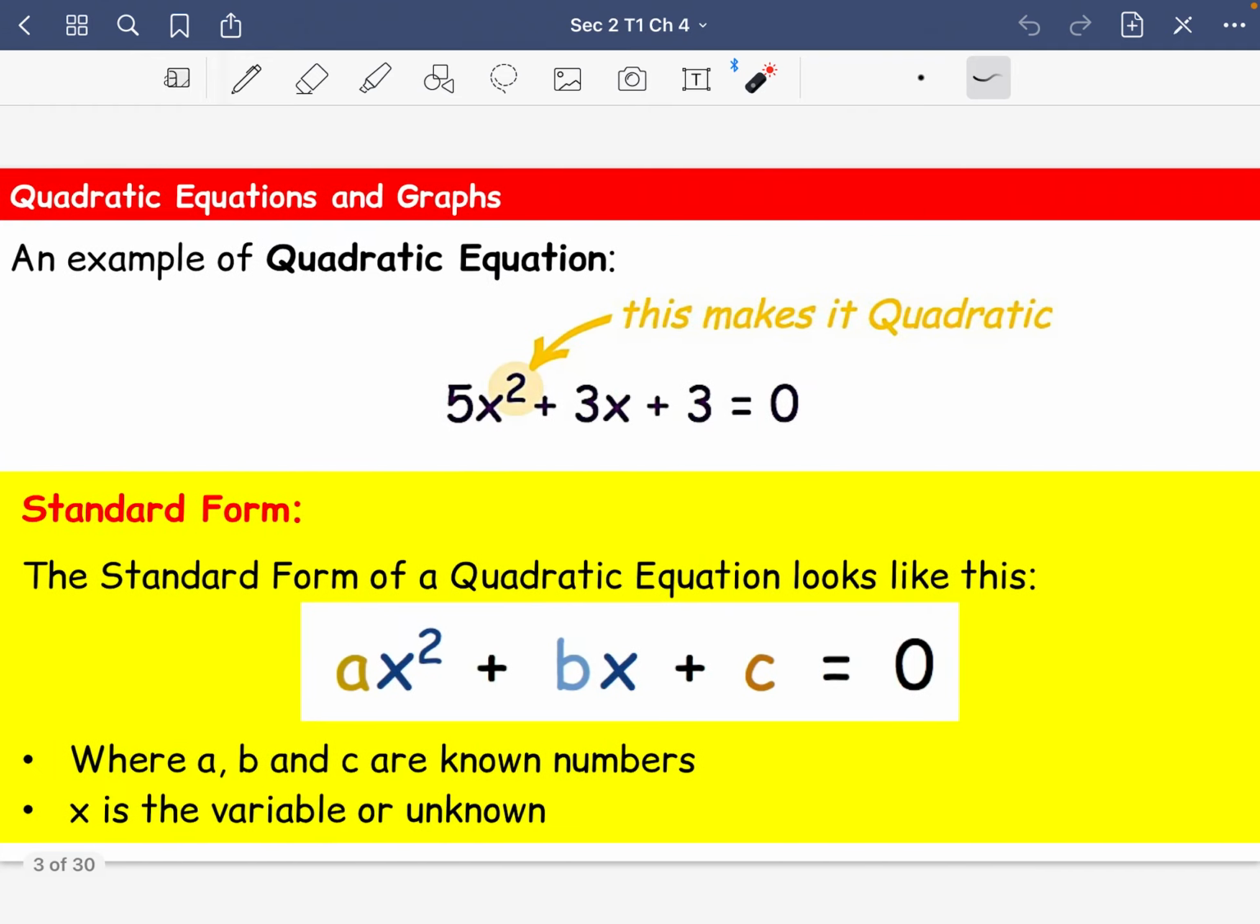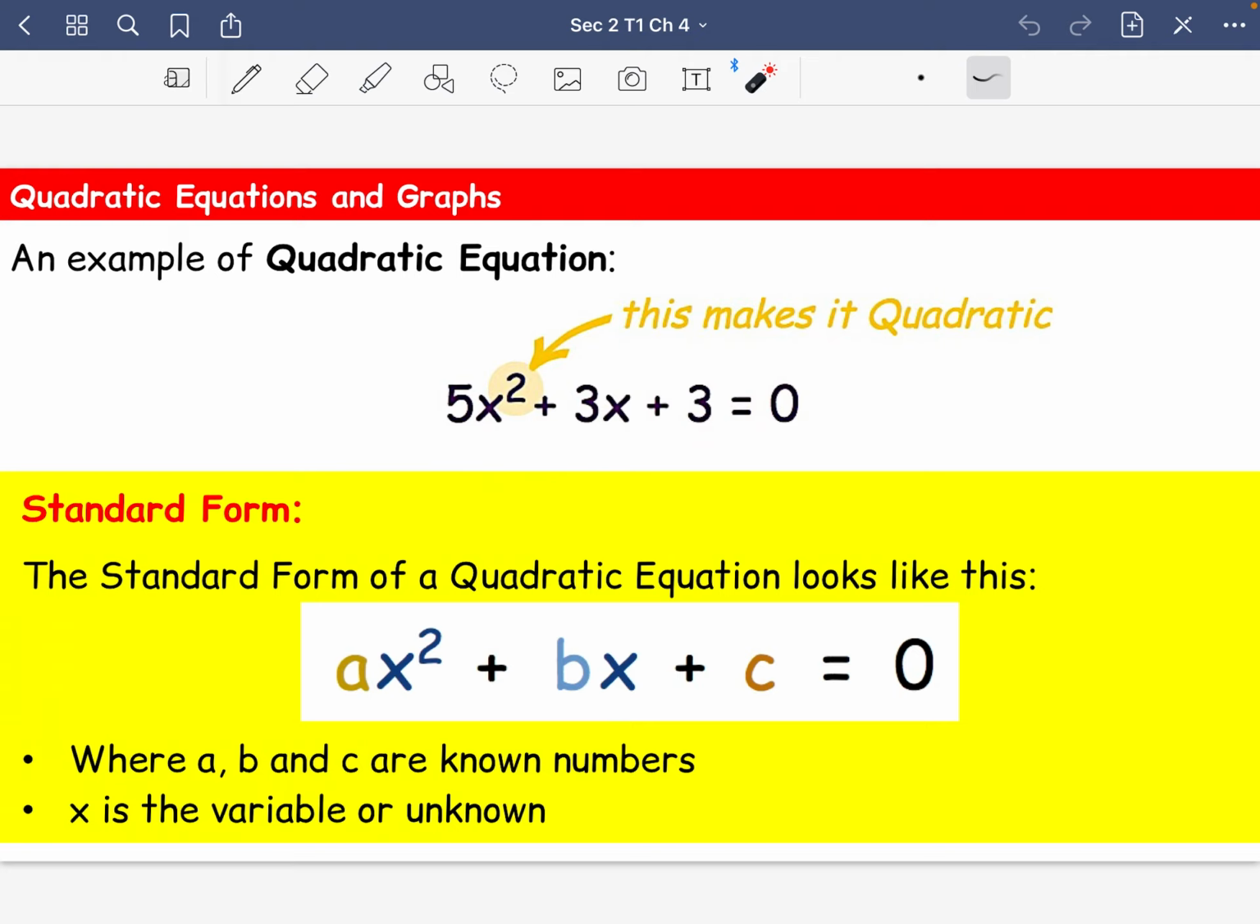Okay, so let's first identify again what quadratic equations are. Quadratic equations are simply quadratic expressions with an equal sign. Again, the square here makes it a quadratic. Without this square, this is simply a linear equation. It basically creates a straight line, wherein quadratic equations create curves. We're going to learn those things as we progress along this chapter.